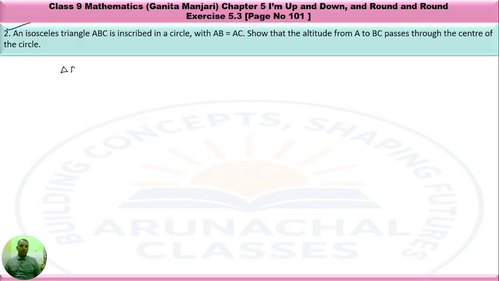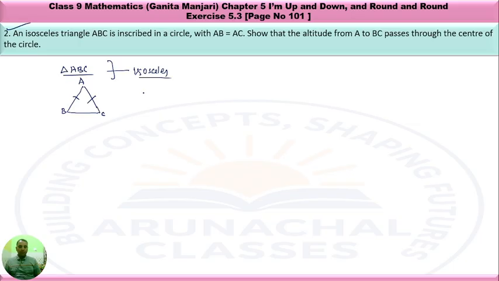So we have triangle ABC, which is an isosceles triangle, which means if I consider triangle ABC like this, it is an isosceles triangle, meaning two sides are equal. Let us see these sides as AB and AC. In an isosceles triangle, the two sides of the triangle are equal.